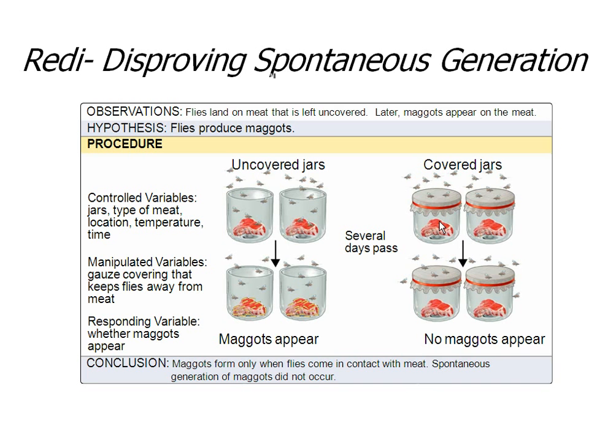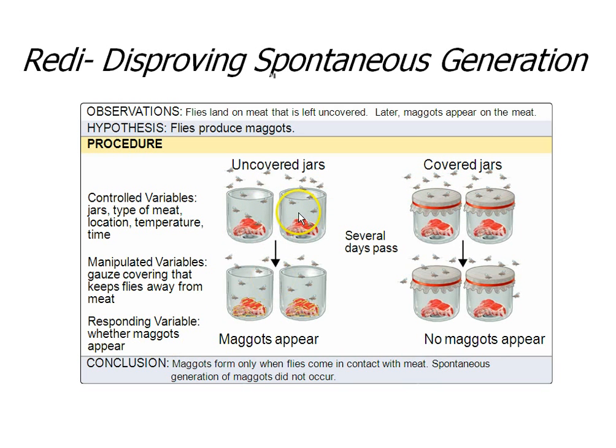So what was the independent variable? The independent variable was the covering on the jars, or the thing the researcher changed to test a hypothesis. The dependent variable was the amount of maggots found on the meat. Or another way of saying that is the number of maggots depended on the covering on the jars.